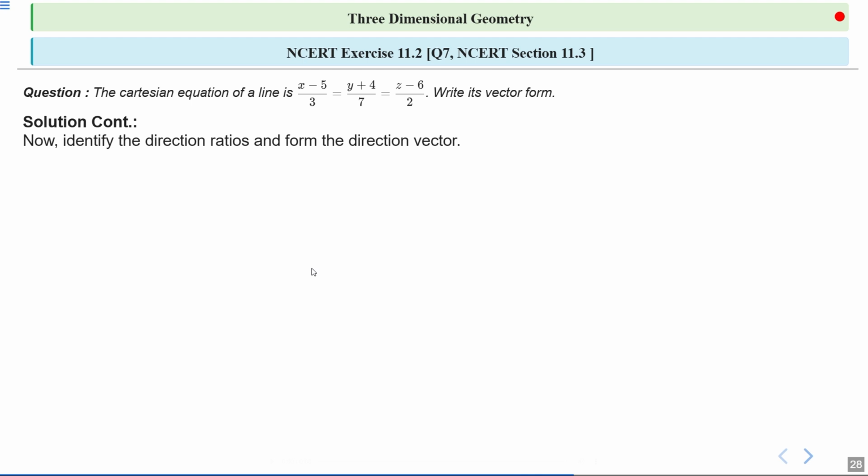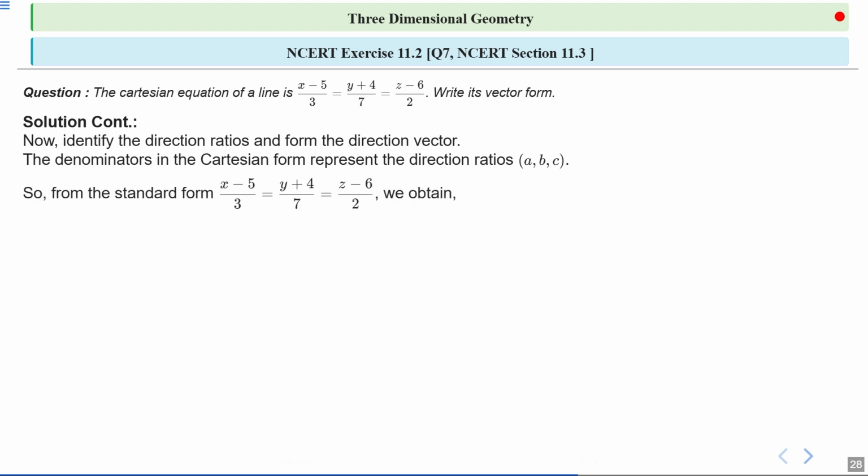Now identify the direction ratios and the direction vector. The denominators in the Cartesian form represent the direction ratios a, b, c. So from the standard form, x minus 5 over 3 equals y plus 4 over 7 equals z minus 6 over 2, we obtain a equals 3, b equals 7 and c equals 2. So the direction vector parallel to the line is vector b equals 3 i cap plus 7 j cap plus 2 k cap.